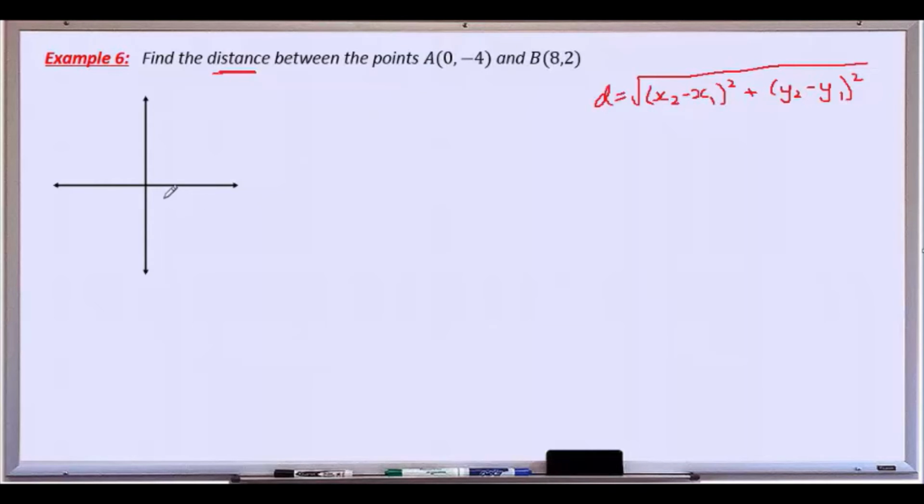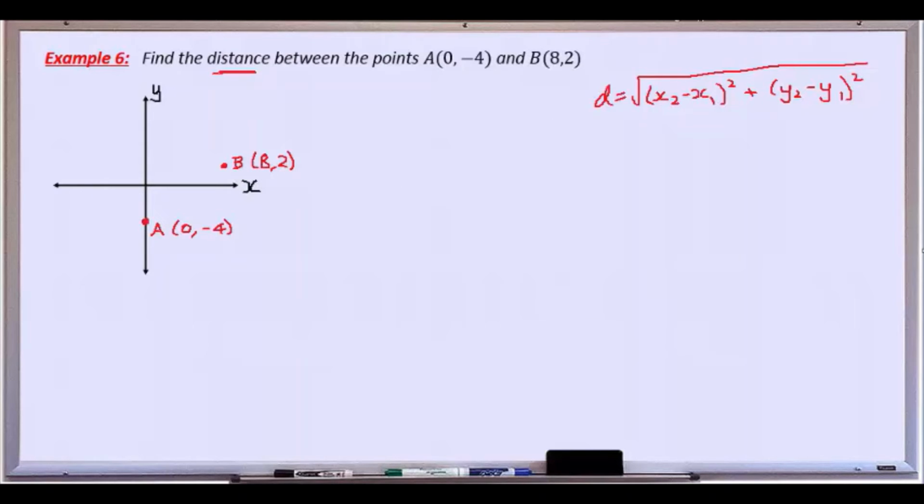A is at 0 and -4, so that's probably down here somewhere. 0 and -4. And B is at 8 and 2, so it's probably there somewhere, and let's label that. Now, I'm also going to label my axes because I'm a good boy and examiners like that stuff.